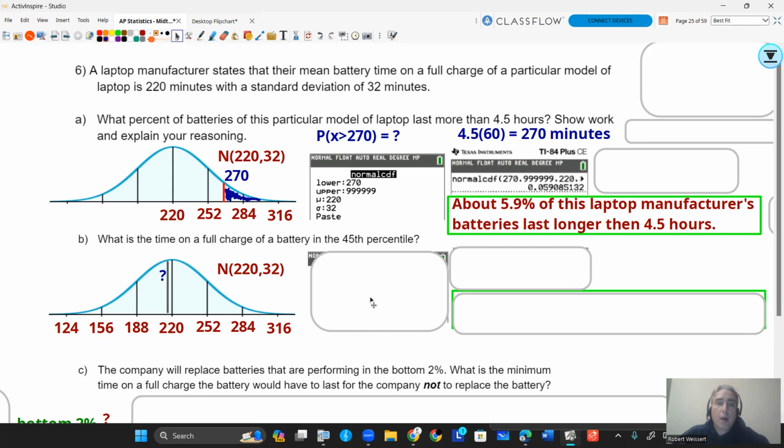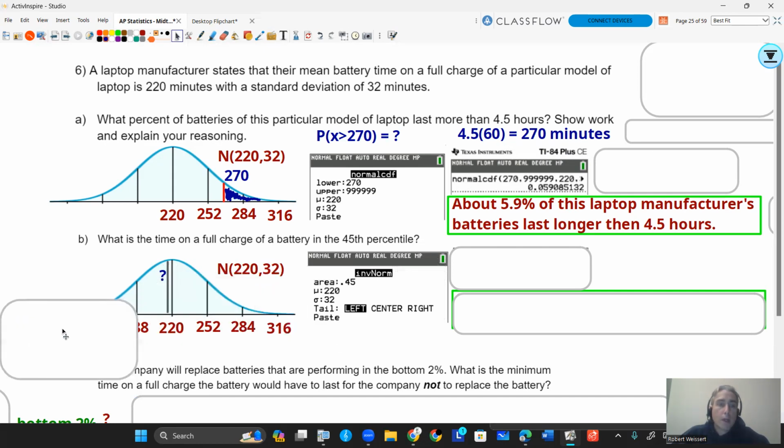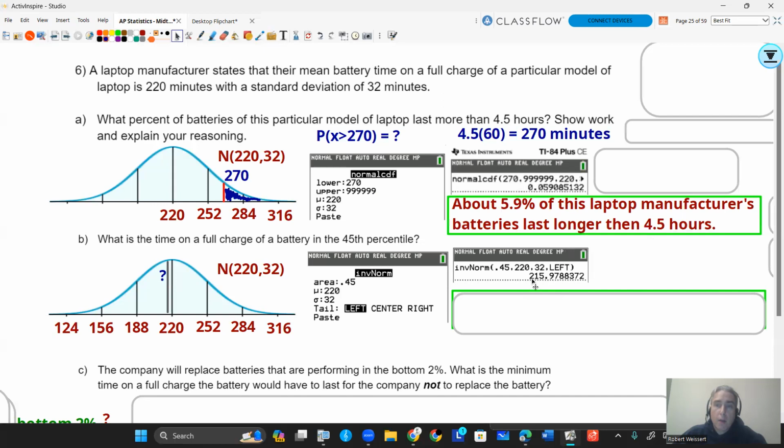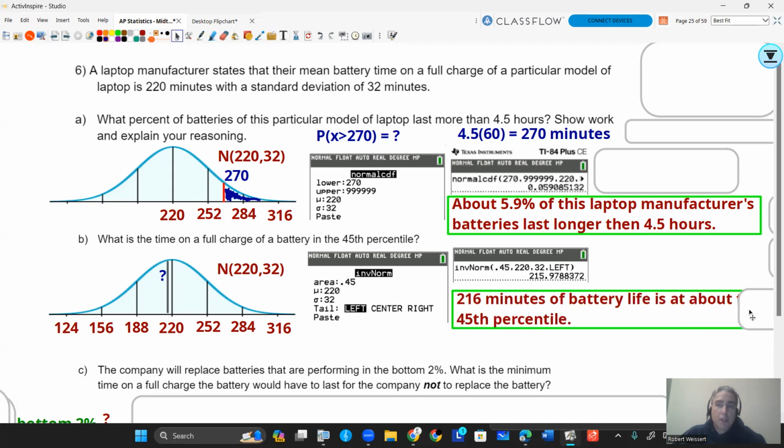So what I'm going to do in this problem is use an inverse norm. And you're going to do second vars and go to inverse norm. And area, in the modern calculators, you can do left, center, and right, but percentile is always going to be to the left of that area. So make sure you select left. 0.45 is going to be your area. Mean and standard deviation will be the same. You're going to get about 215.97. That's going to represent this X value here. And so you'll say, I'm going to round up to 216 because the question wants to know what is the time on a full charge of a battery in the 45th percentile. And I can just say that's about 216 minutes of battery life.